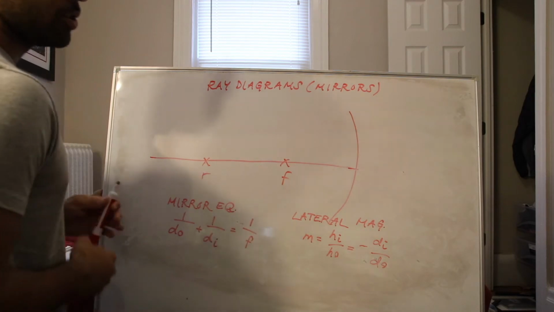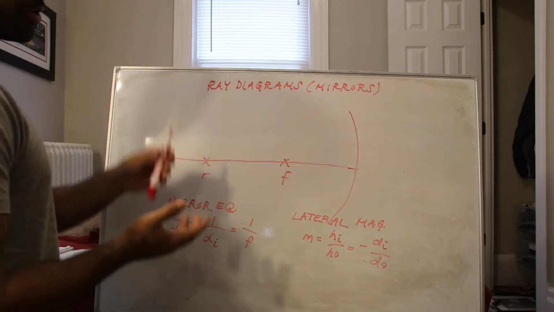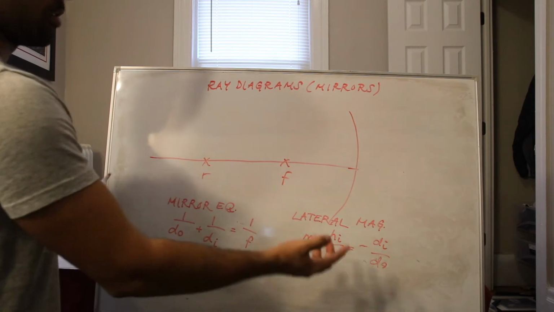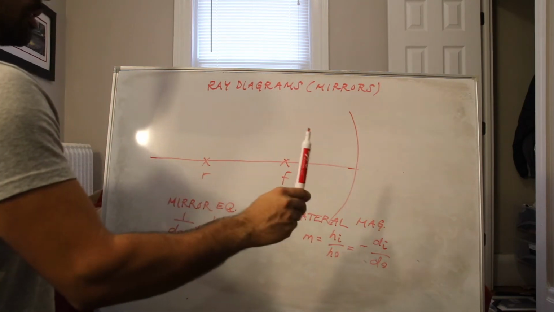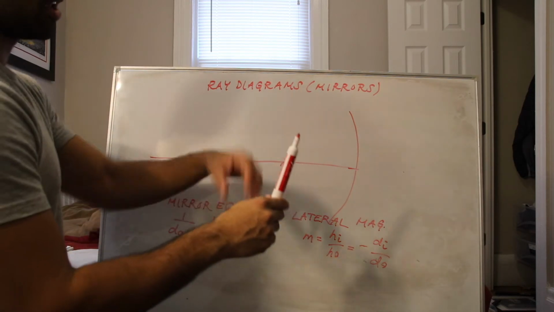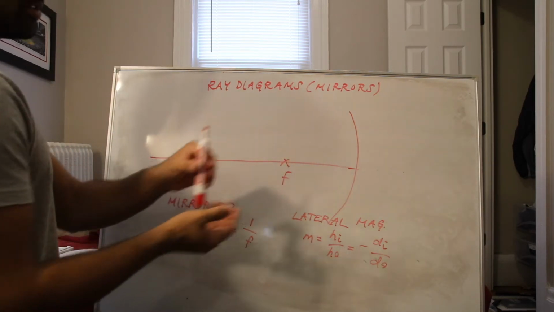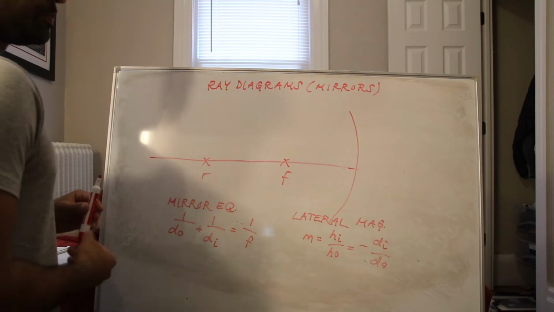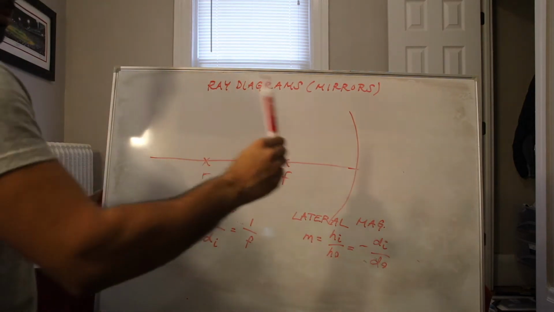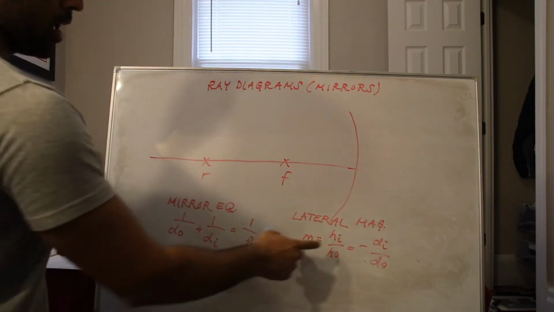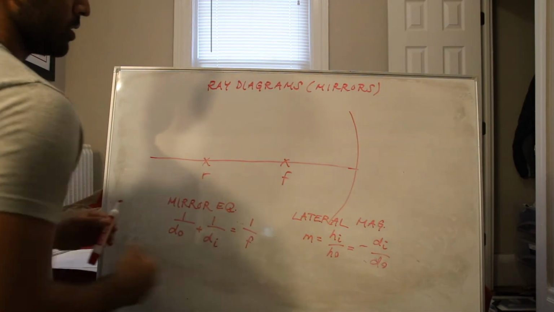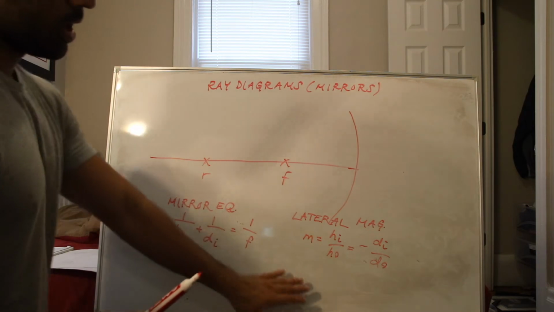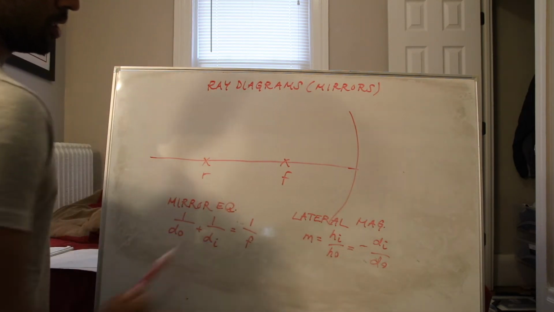Lateral magnification tells you how much the image has enlarged or shrunk. If my magnification is 2, it means if I hold up the marker to the mirror, in the mirror this will seem 2 times as large. Or if it's 0.5, if I hold up this marker to the mirror, it'll be half as large. HI is the height of the image, and HO is the height of the object, and that's also equal to negative DI over DO.